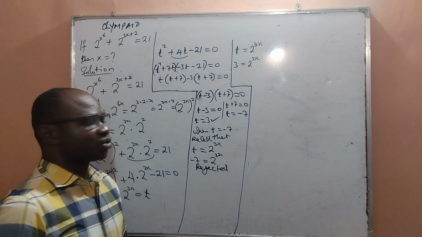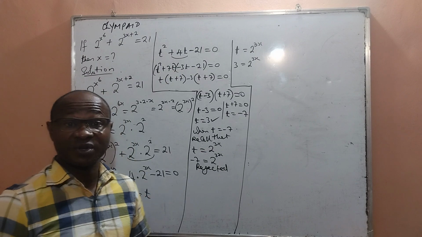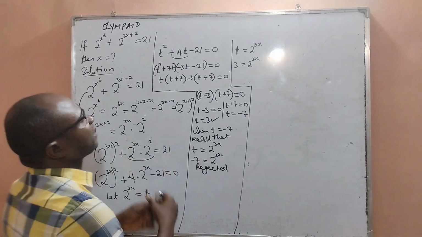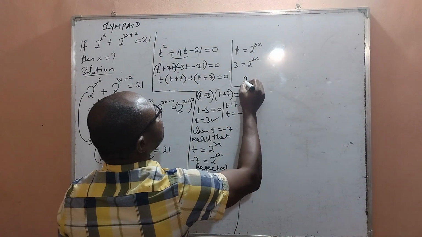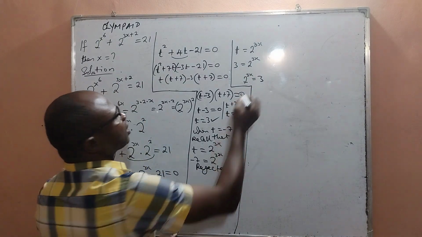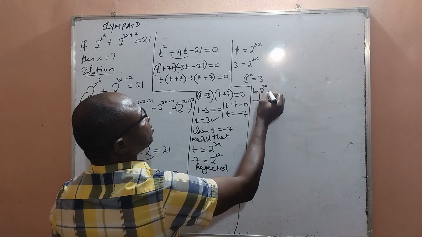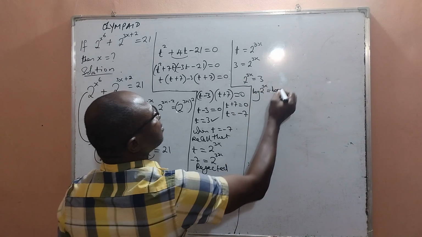Very good. At this point, what should be done is taking logarithms to both sides. Let me flip it and write it this way: 2 raised to the power 3x is equal to 3. Therefore, the log of 2 to the power of 3x is equal to the log of 3.